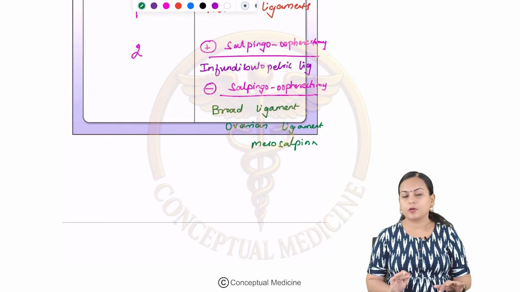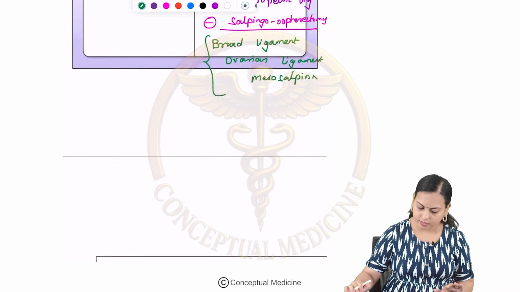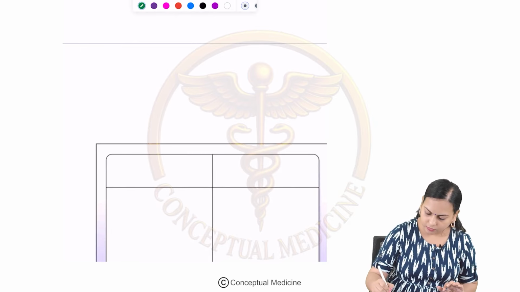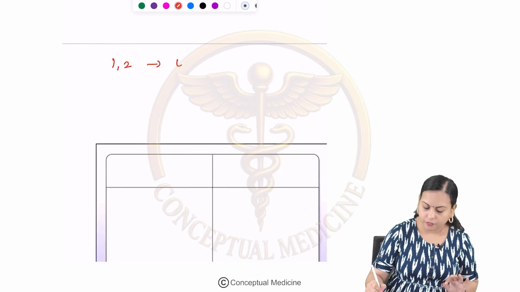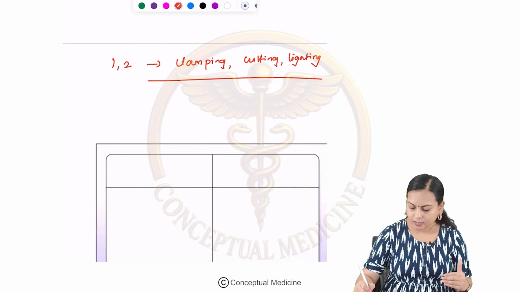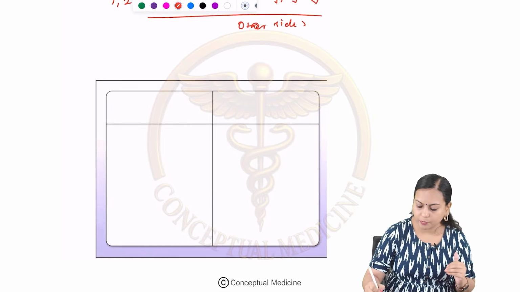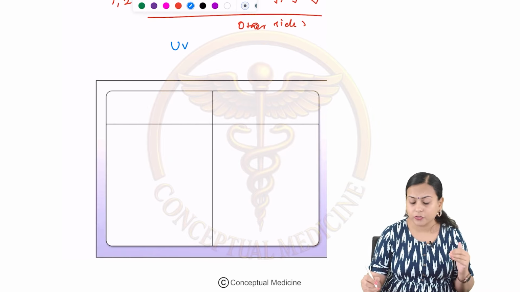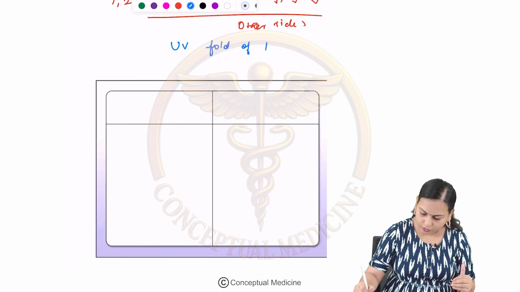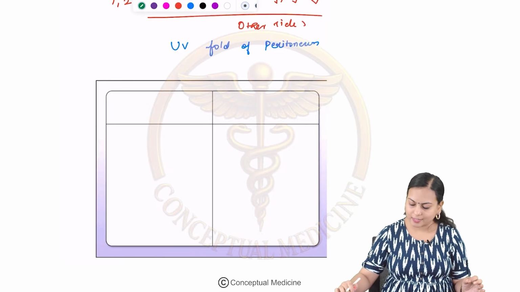In case of cutting the infundibulopelvic ligament, these structures will include the tubes as well as the ovaries. Clear? Now, this 1 and 2, clamping, cutting and ligating, will be repeated on the other side also. After this, one important step is there. You have to cut the UV fold of peritoneum.